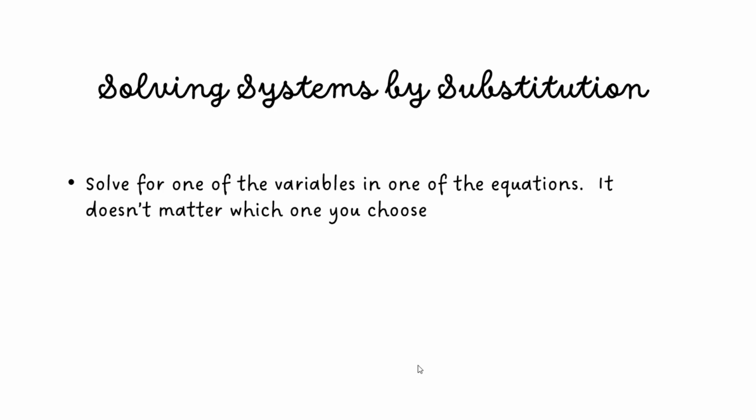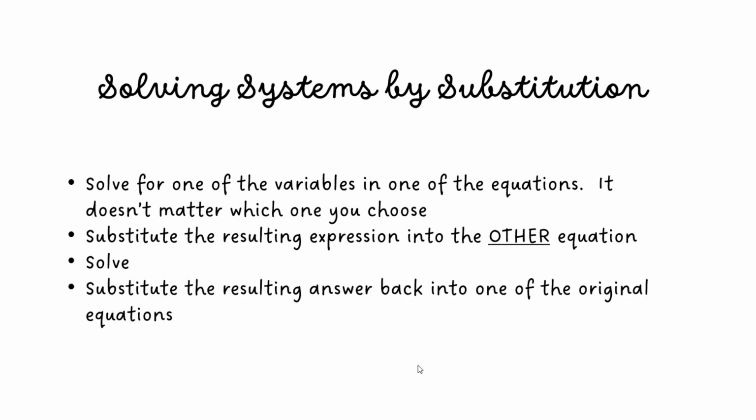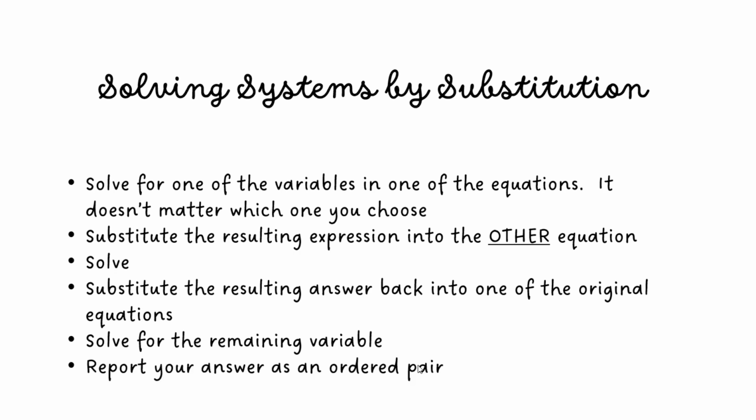That seems like a lot, but I'm going to talk a little bit about how we can narrow down those possibilities and choose the best one. Then we substitute the resulting expression into the other equation. So the one that we did not modify, it goes into that one. And then we solve for the given variable. We substitute the resulting answer back into one of the original equations. And then we solve for the remaining variable. And then, of course, we report our answer as an ordered pair.